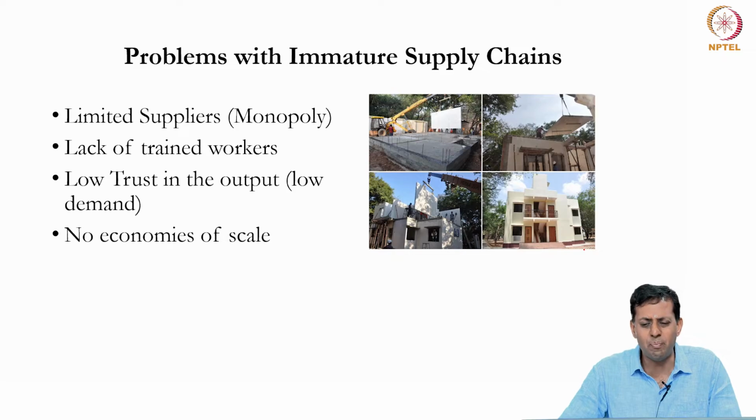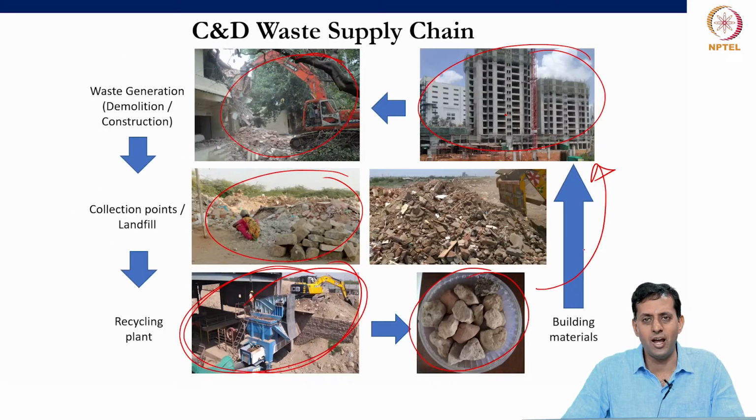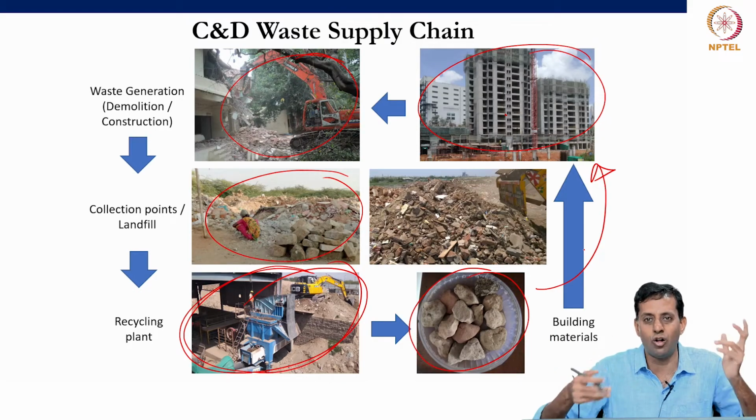Now, what happens if the supply chain is not robust? This is very important because construction and demolition waste is a new concept. So the construction and demolition waste supply chain is really very immature today. In many cases, the parts of the demolished building don't even make it to the collection point. They go straight to landfill. The recycling plants today are not necessarily very efficient.